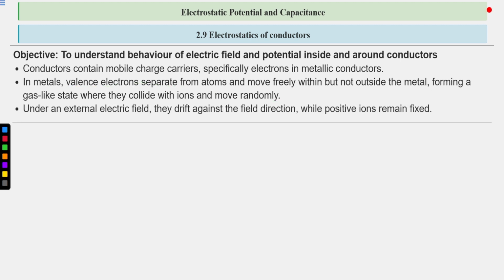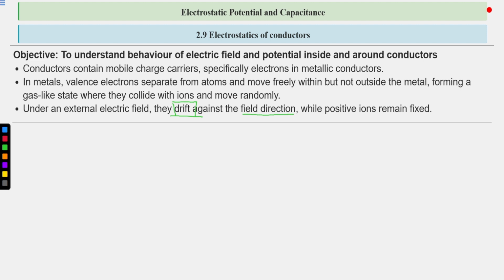Under an external electric field, they drift against the field direction. We know that if there is any external electric field, the electrons feel electrostatic force in the direction opposite to the electric field. So under an external electric field, they drift in the opposite direction of the field. So what does drift mean? For now we can simply call it move against field direction.